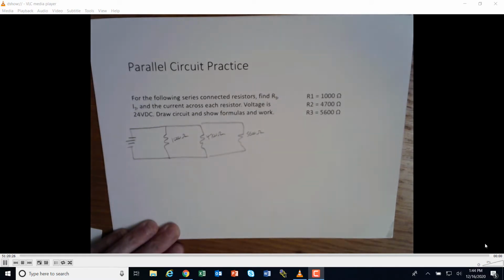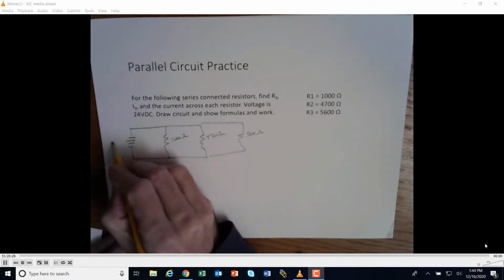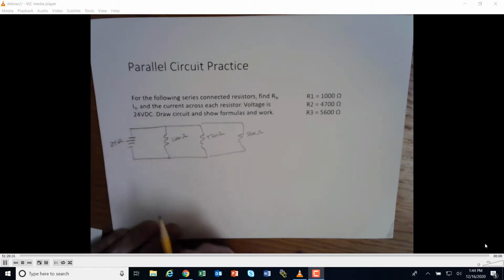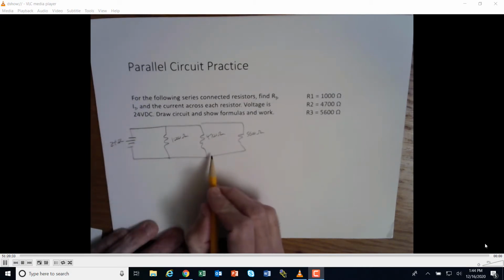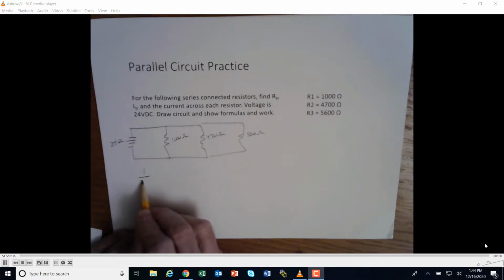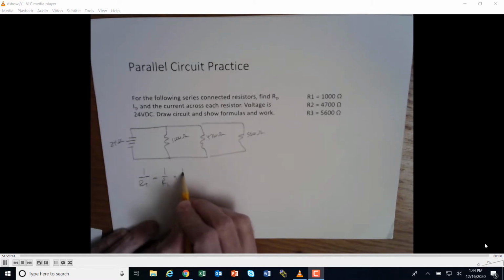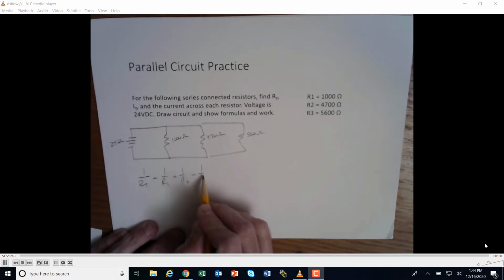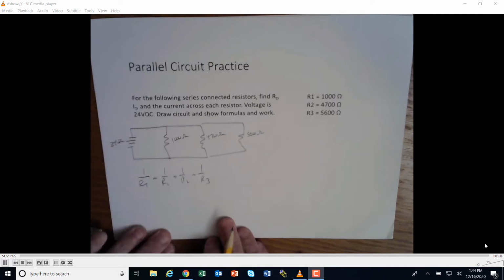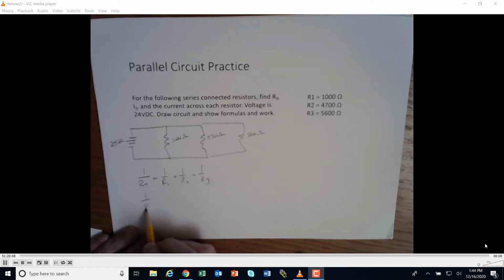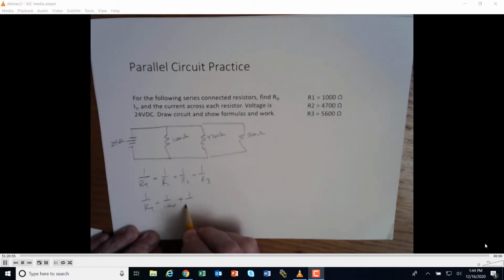Okay, so we know that in a parallel circuit, the resistance is determined by taking 1 over the total resistance is equal to 1 over R1 plus 1 over R2 plus 1 over R3, like that. So we're going to take 1 over RT, and that's going to be equal to 1 over 1,000 plus 1 over 4,700 plus 1 over 5,600.